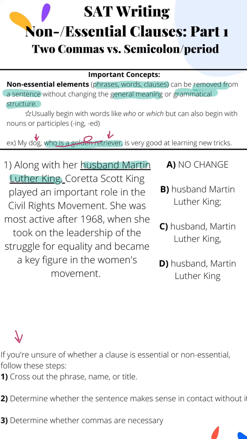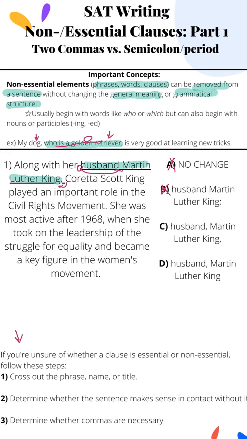So, logically, Coretta Scott King was Martin Luther King's only wife. So, including his name is non-essential to the sentence. Therefore, we must put it in between 2 commas to make it a non-essential clause. So, A would be incorrect because we need commas somewhere in this underlined portion.